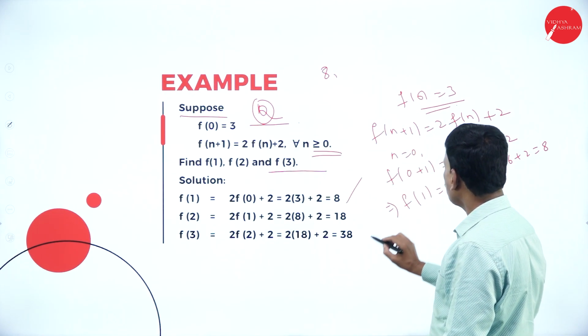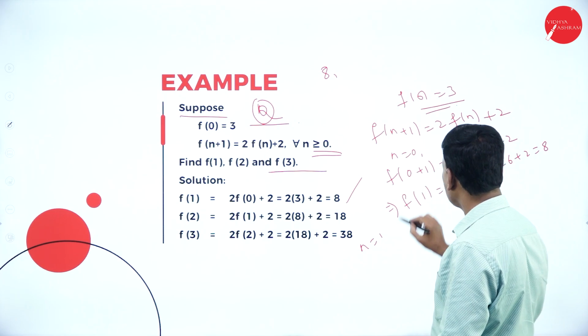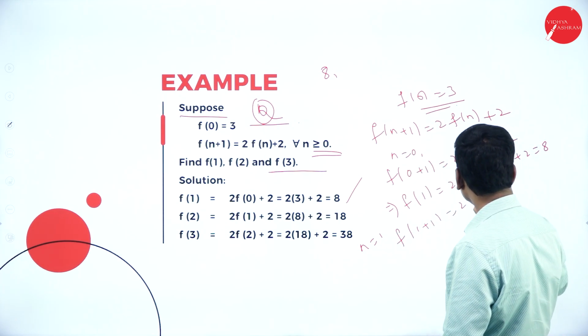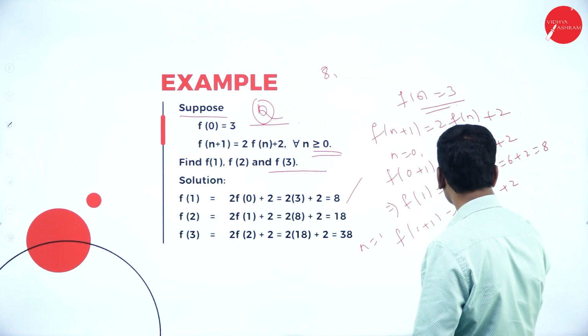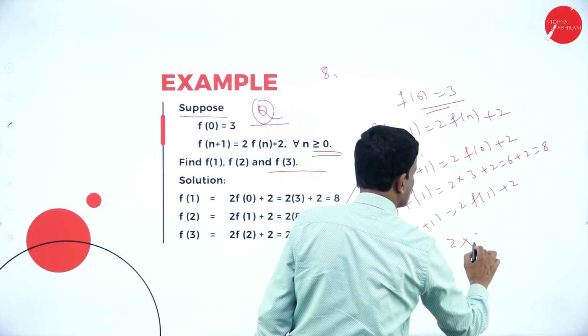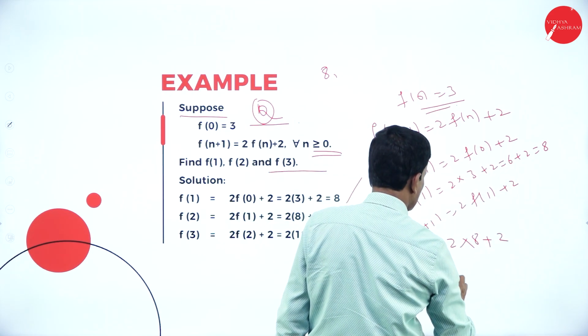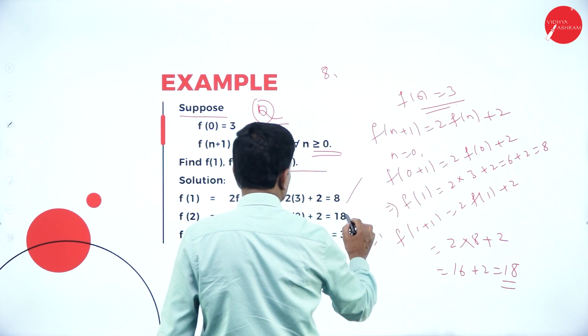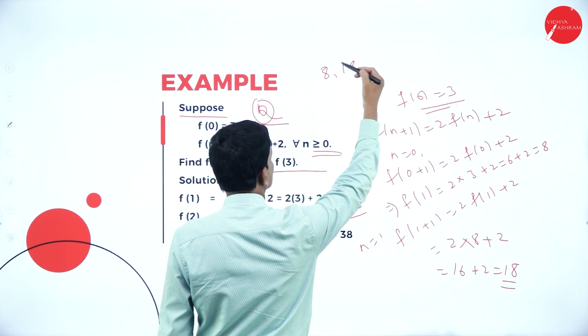Then next, if you put n is equal to 1, then f of 1 plus 1 is equal to 2 into f of 1 plus 2. So 2 into, what is f of 1? f of 1 what we got is 8, plus 2. So 8 2s are 16 plus 2 is equal to 18. So the second term is 18.